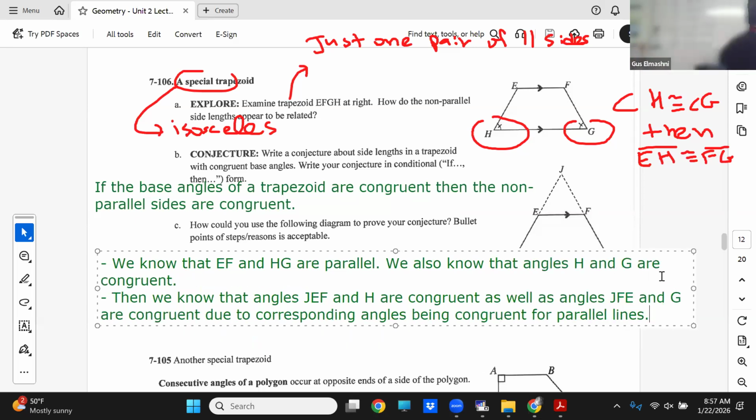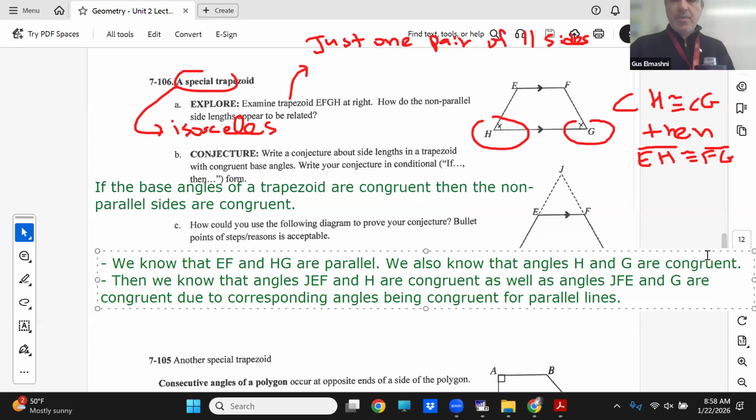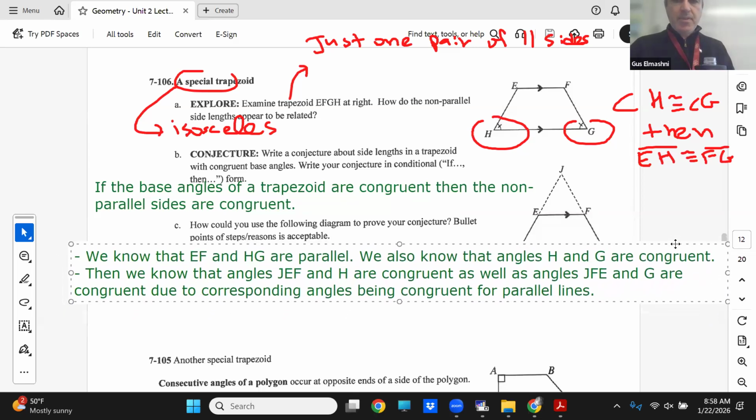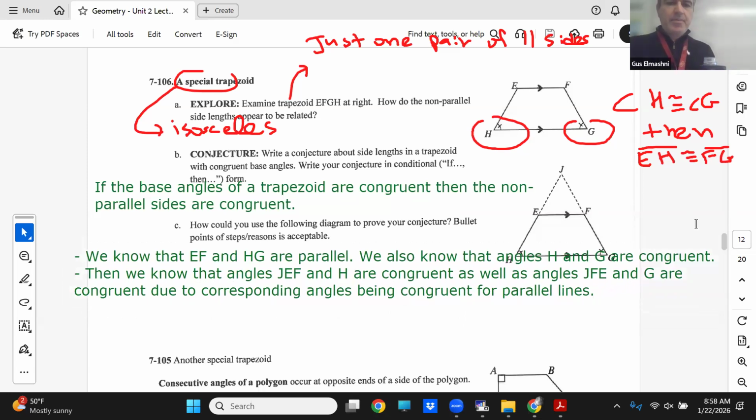Okay, does that make sense though? You're told EF is parallel to HG, and also we know H and G are congruent. Then we know that angles JF and H are congruent, as well as JFE and G, because corresponding angles are congruent for parallel lines. We talked about that in the past. And let me extend this a little bit, a little more space. Okay. So far we're okay? Everything makes sense so far? Okay, cool.